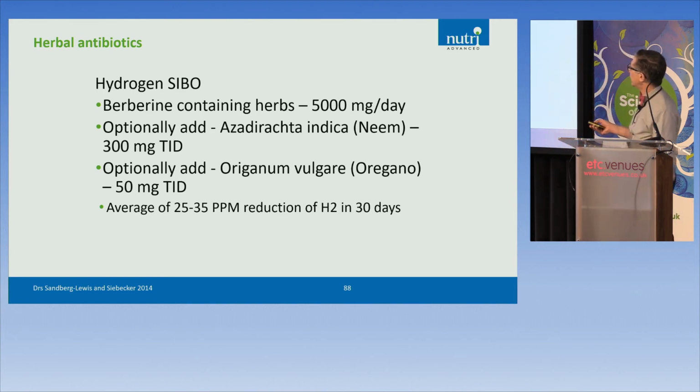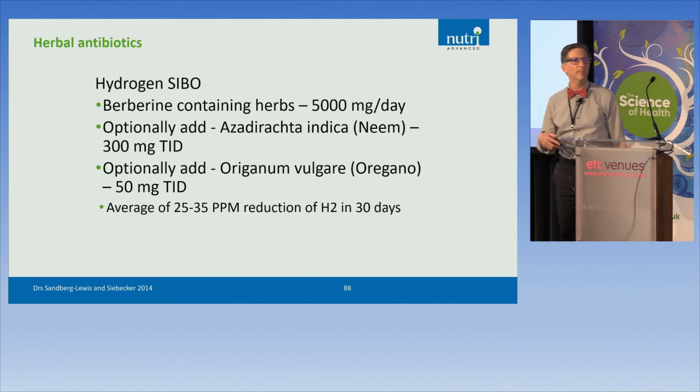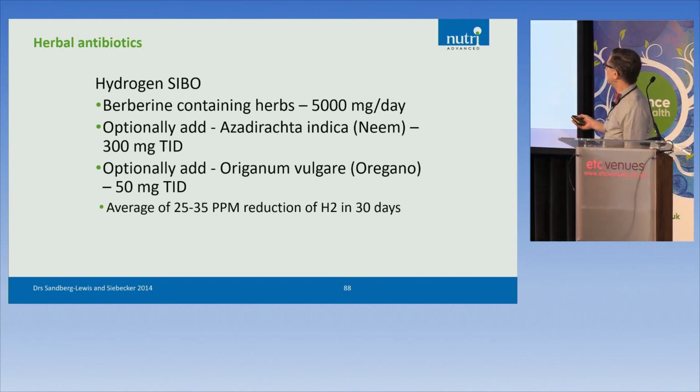So we tend to use, for hydrogen, we tend to use herbs that contain berberine, such as golden seal or Oregon grape, philodendron. And we use a big dose, 5,000 milligrams a day. Usually in divided dosages, it's 1,500 per meal, plus an extra 500 at one of those meals. Optionally, we might add neem, Azadirachta.